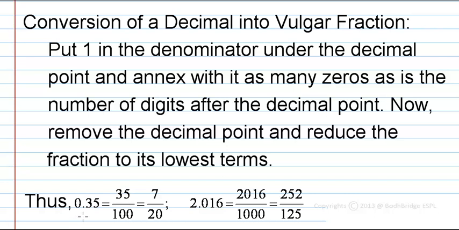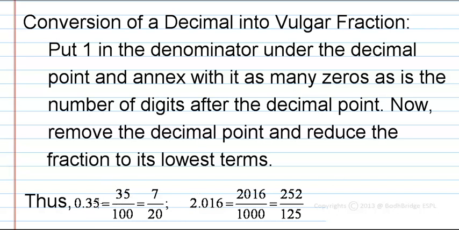Here the value is given as 0.35 in decimal. We are going to convert this decimal into a vulgar fraction. 0.35 we can write as 35 by 100. So we put 1 in the denominator under the decimal point, and now 35 by 100. Now remove the decimal point and reduce the fraction to its lowest term.